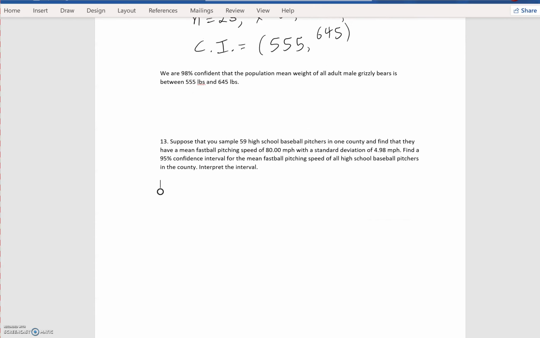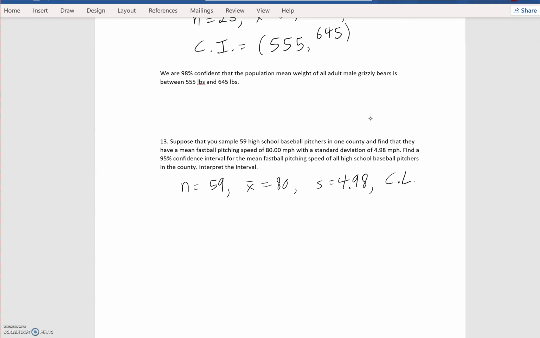Let's take a look at this next problem, number 13. Suppose that you sample 59 high school baseball pitchers in one county and find that they have a mean fastball pitching speed of 80 miles per hour with a standard deviation of 4.98 miles per hour. So the sample size in this problem is 59. The sample mean is 80. And that sample standard deviation is 4.98.